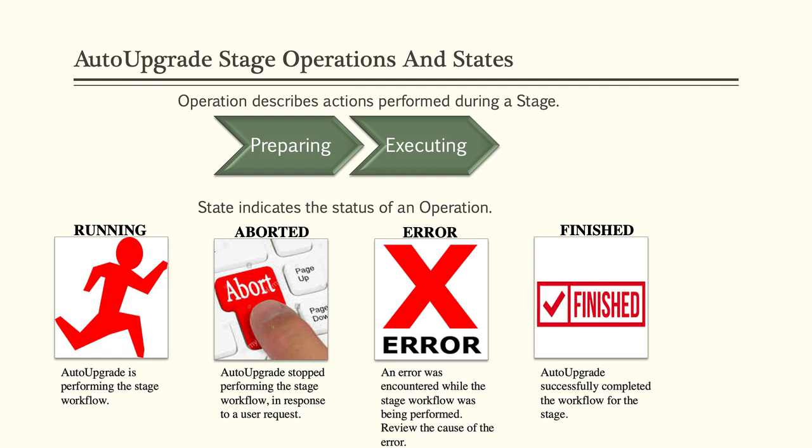So at any given moment, the operation may be in the preparing stage, and if it is already prepared, then it might be actually running that operation. So it gears up or it actually executes. The operation describes the actions that would be performed in a given stage, and for each of these operations there are states. The operation could be running, that means auto upgrade is currently performing that particular task.